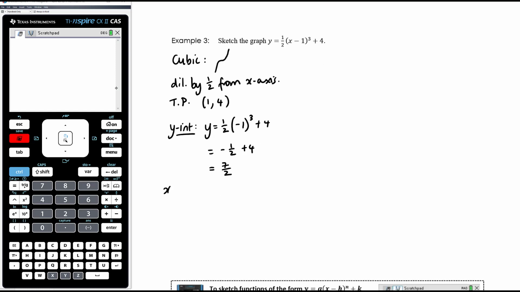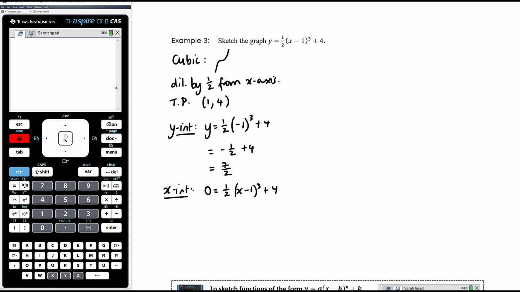And then our x-intercept, we let y equal 0. 0 equals half x minus 1 cubed plus 4. We'll spend quite a lot of time looking at solving cubic equations, but in this particular turning point form, or point of inflection form, it's a nice easy solve just by doing the same thing to both sides until we get x on its own.